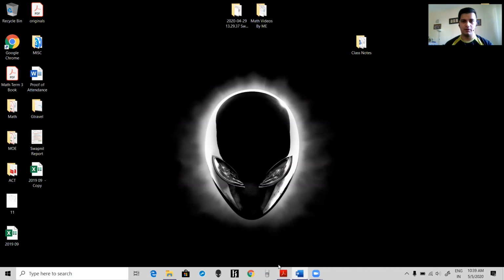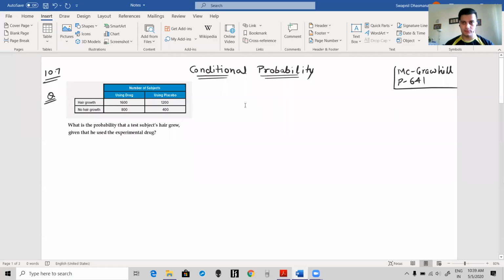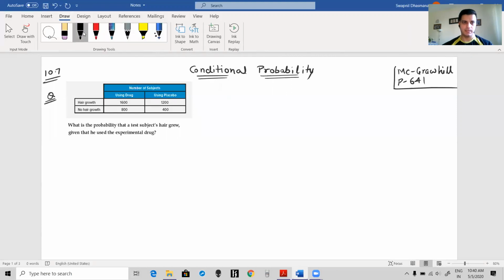So today we are going to cover 10.7, and it talks about conditional probability. As you can see on the screen, I already have a question there, and let me explain the concept first of all. Conditional probability means provided something will happen, what are the chances that something else will happen? For example, if it's raining outside and provided you go out, what are the chances that you will get wet? So it's always given.